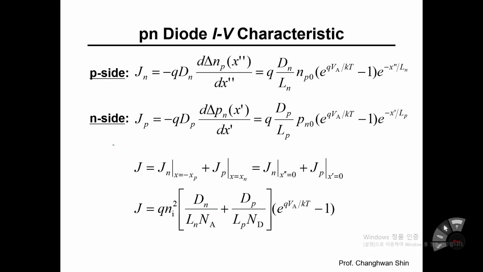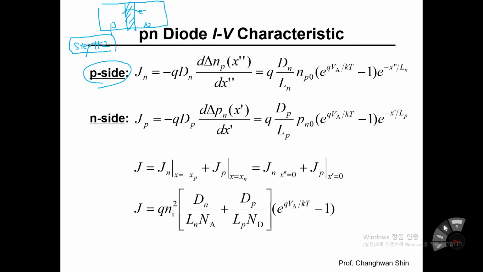All right, there we go. So this slide is the very first slide for step number 2. So in the PN diode, in the P side, again, think about the cross-sectional view of the PN junction diode.